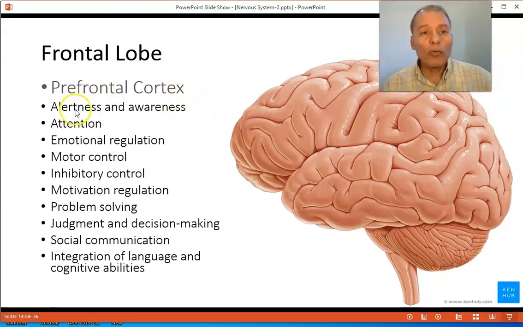So it's responsible for alertness and awareness, and in that case it works with the brain stem, with the reticular formation that I discussed before. Together they give you your conscious awareness, where you are aware of who you are, and all your life, you feel like your life is a continuous stream. It facilitates attention, emotional regulation, control over emotions.